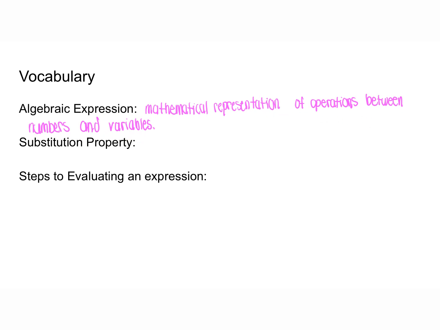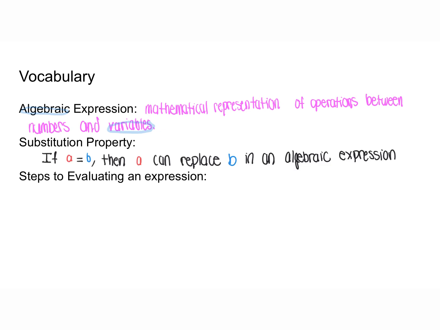You're probably thinking, didn't we see that already? Well, what is different is that we have variables now. That's what makes it algebraic. Before, when we only had numbers, it was a numerical expression. Now we're going to discuss the substitution property. If A equals B, then A can replace B in an algebraic expression.